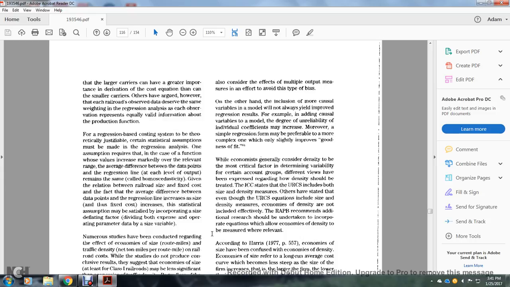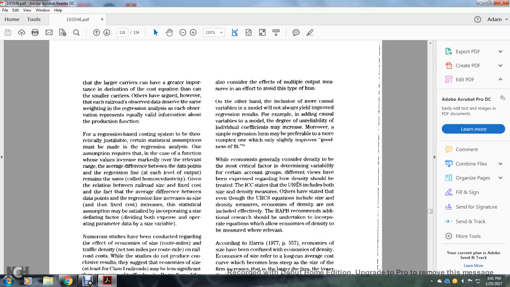On the other hand, the inclusion of more causal variables in a model will not always yield improved regression results. For example, by avoiding the causal variable, the reliability of individual coefficients may increase. Moreover, a simple regression form may be preferable to a more complex one with only a slightly improved goodness of fit. While economic theory is generally considered a more critical factor in determining variability, certain groups expressed different views regarding how density should be treated.